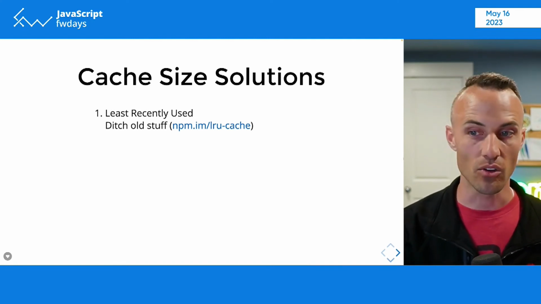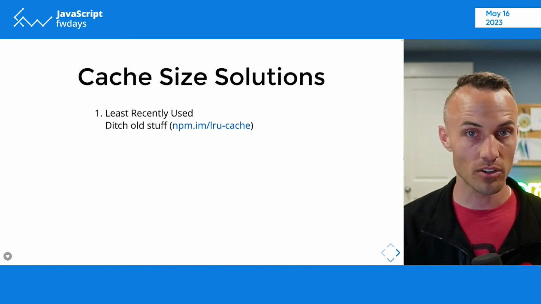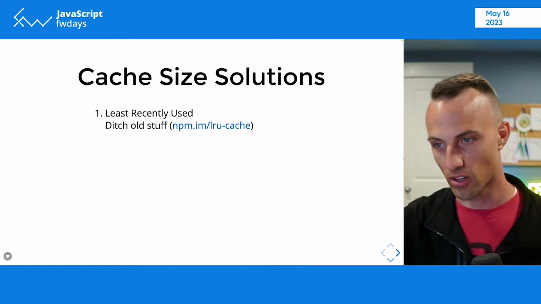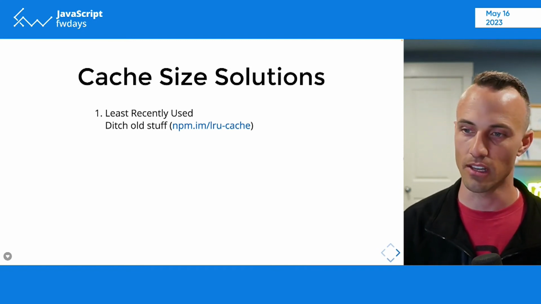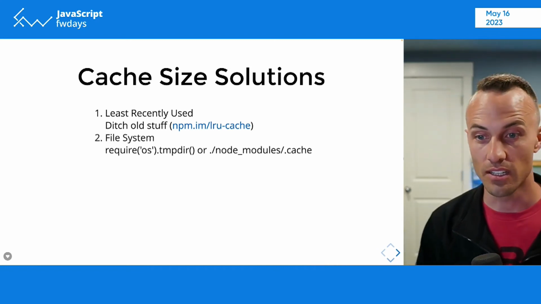And the LRU cache that's implemented on NPM is phenomenal for this. And it's in memory and everything. And you can control how big you want your cache to get and everything. It's great. I use it. It's fantastic. Another option is to use the file system.